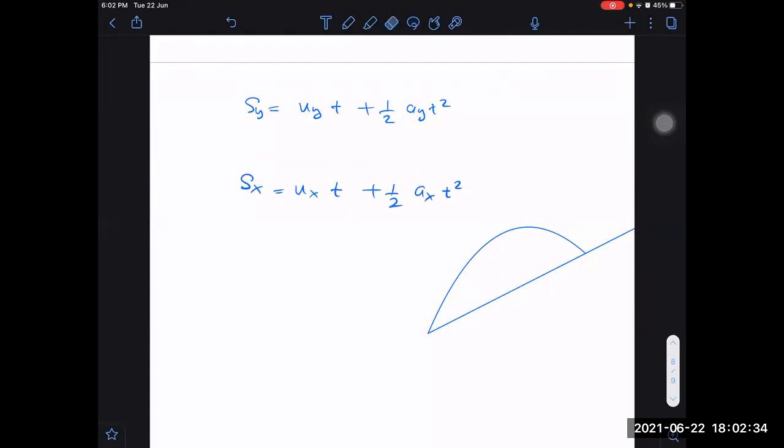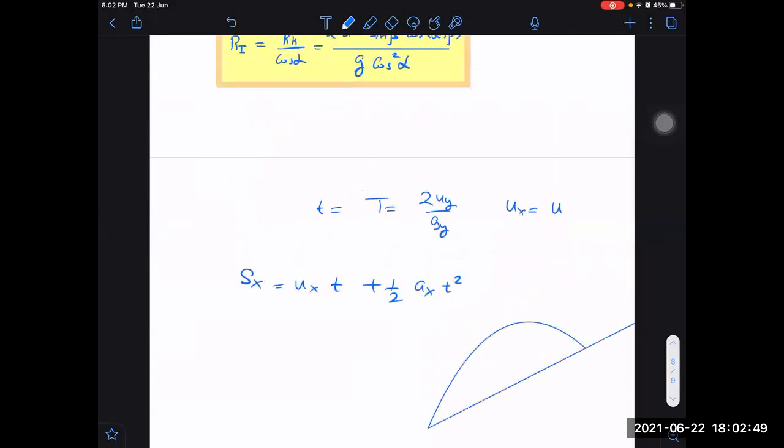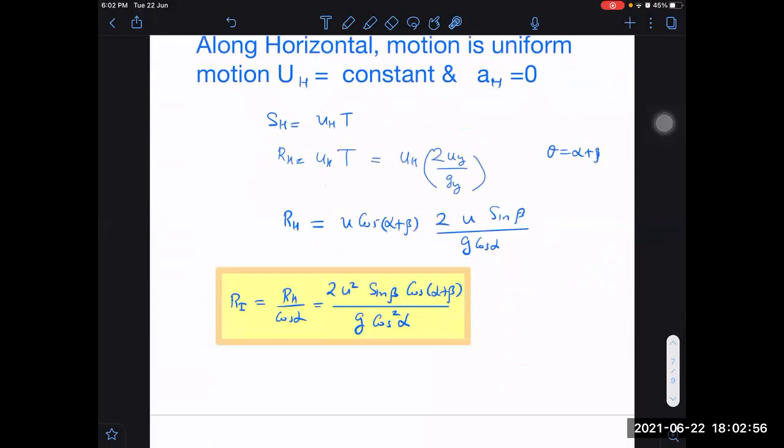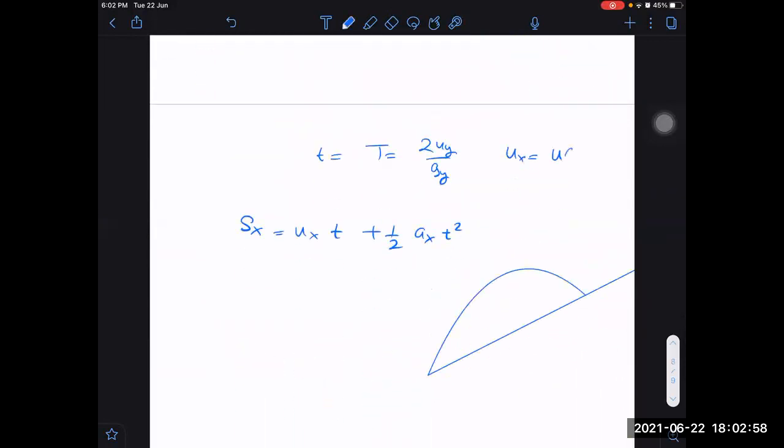I will assume that the time of flight we have already found. What is the time of flight? 2 into uy by gy. So here I will put the time as this, and ux value, you tell me if you have already learned it: what angle was the initial velocity making with the x-axis? Angle beta. U cos beta. This should be in your mind only. You should have no need to see that diagram again and again. It should quickly come to your mind. What is gy? Is it coming to your mind directly?